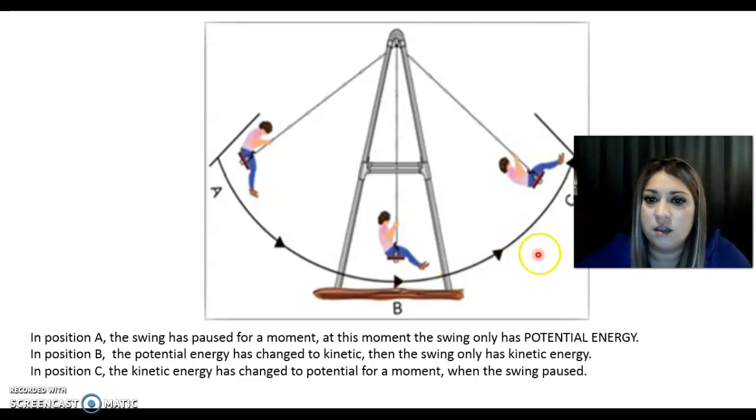And then he's going to lunge forward, and right here between B and C, we know that that's going to be kinetic energy. And then at position C, he's going to be stopped for just a moment, and we know that that kinetic energy will be transformed back to potential energy for just a moment.